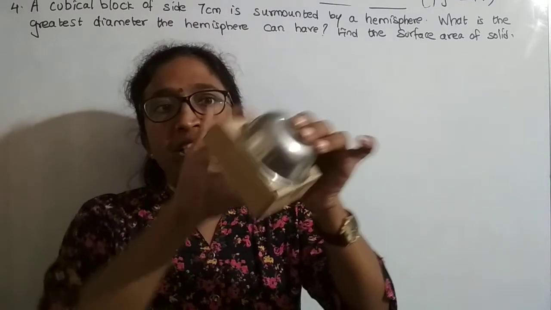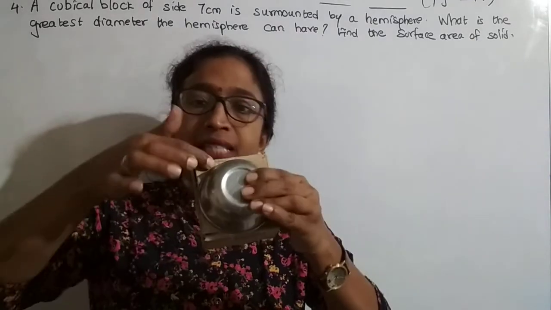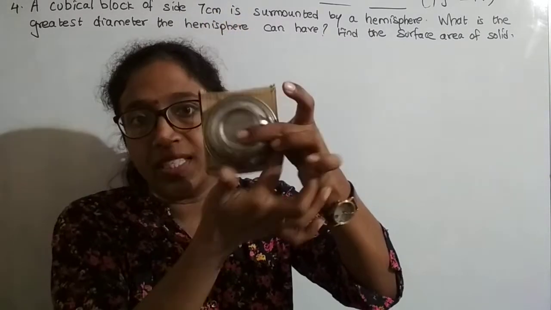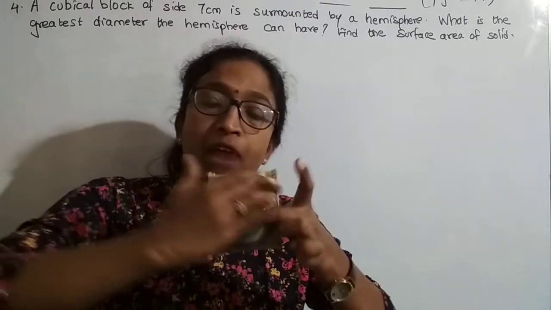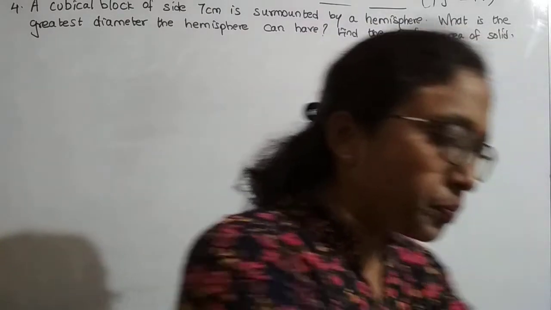First, we will imagine that we are painting the whole thing, that is, the TSA of the cube, which is nothing but 6a square, because this portion is there. So which has not been painted from the one surface, this circle. So I'll subtract that, and what I have to add? I have to add the CSA of the hemisphere. So let's jot it down here, students.